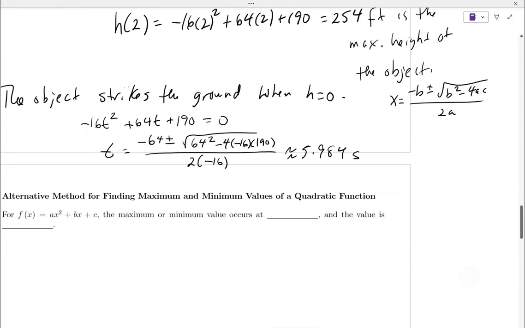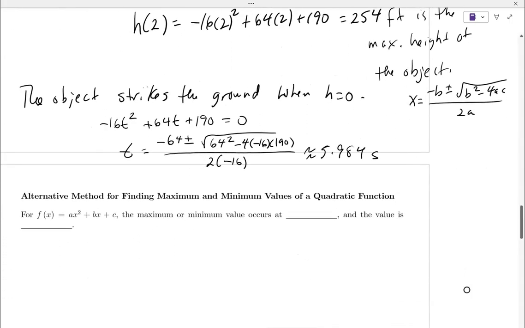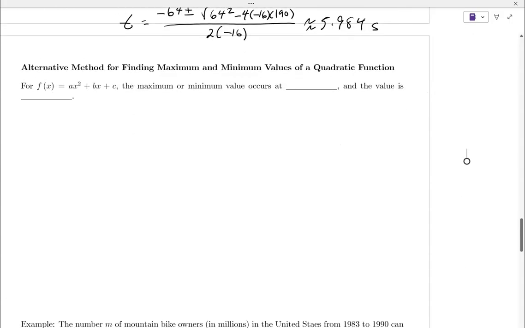Okay. All right. So this last part, any questions on why we set it up that way? This last part here is just summarizing what we just talked about with this alternative method for finding the minimum and maximum values. Just to emphasize, the maximum or minimum value occurs at negative b over 2a, and the value is f of negative b over 2a.